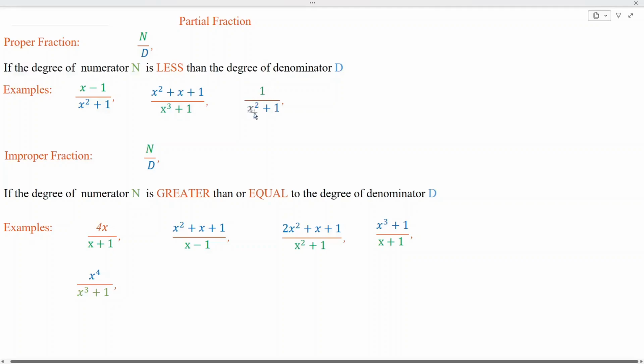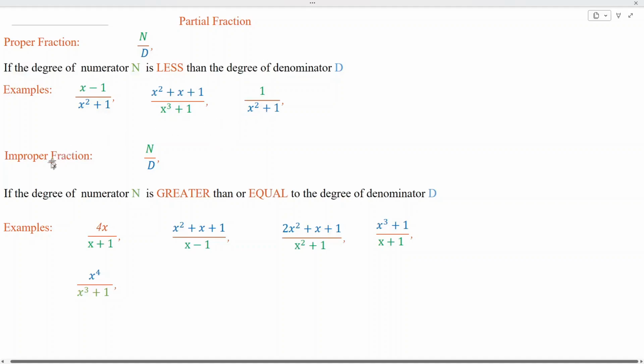1 over x square plus 1. Here in the numerator we have 1. 1 can be written as x power 0. X power 0 is 1. So its degree is 0. And in the denominator we have x square plus 1. The degree is 2. So this is a proper fraction.